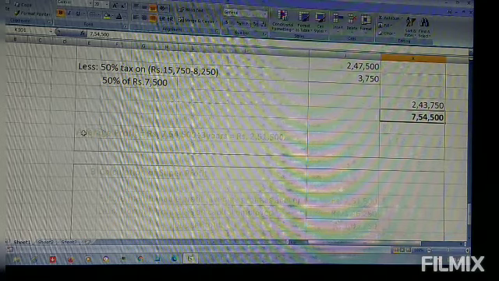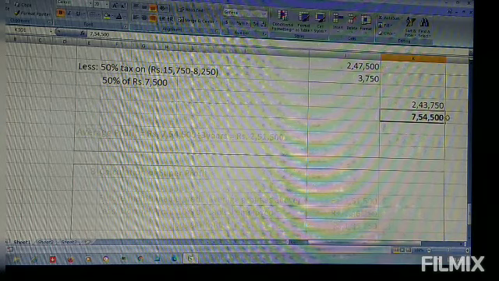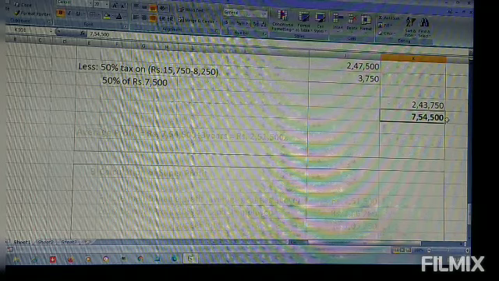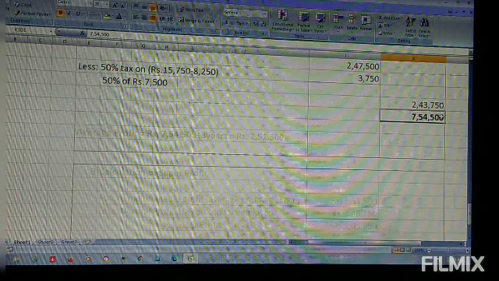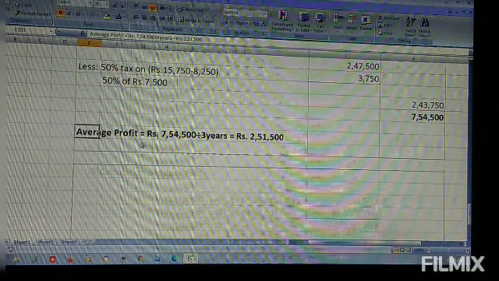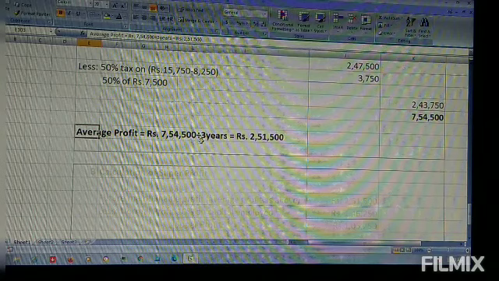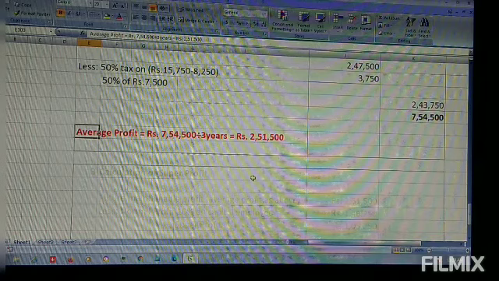Now we'll find out average profit. 7,54,500 is the profit of 3 years, those 3 years are 2004, 2005 and 2006. To find the average profit, 7,54,500 divided by 3 years, because we have taken the 3 years. So how much will we get? Yes, the average profit is 2,51,500 here.